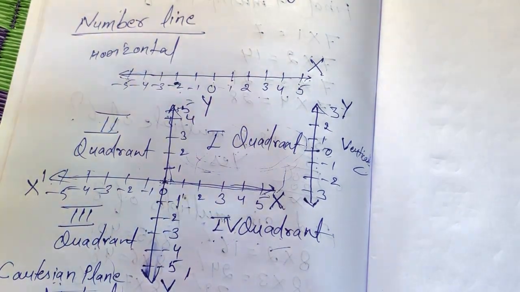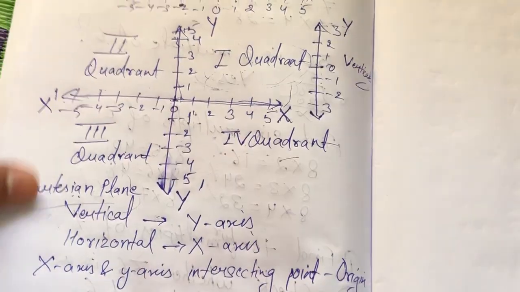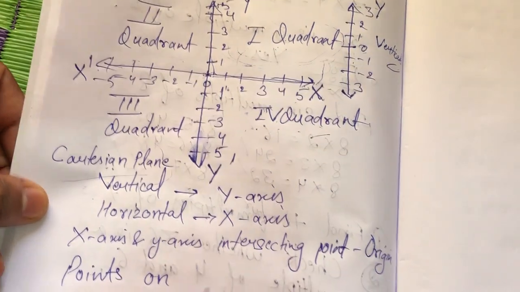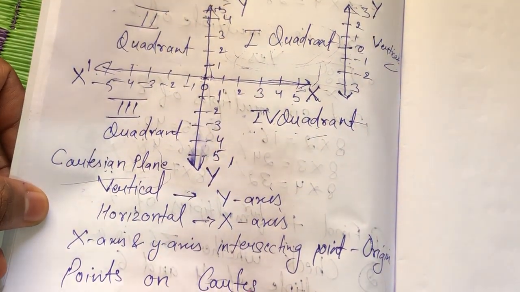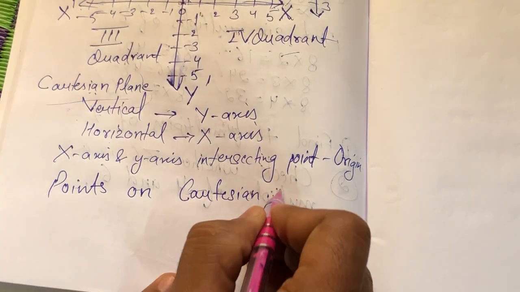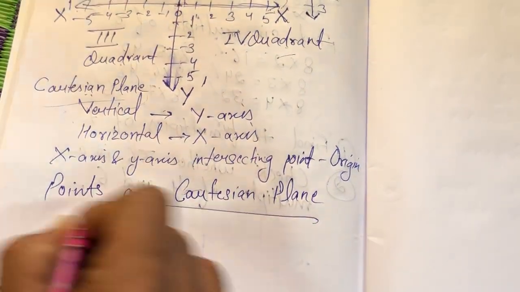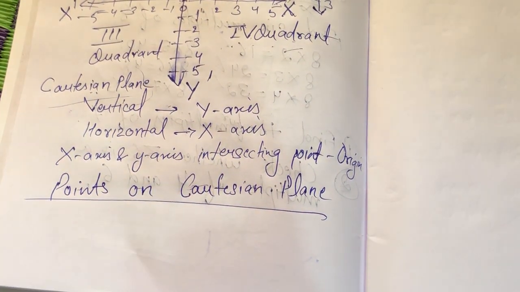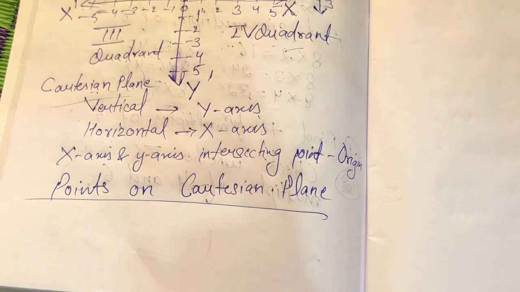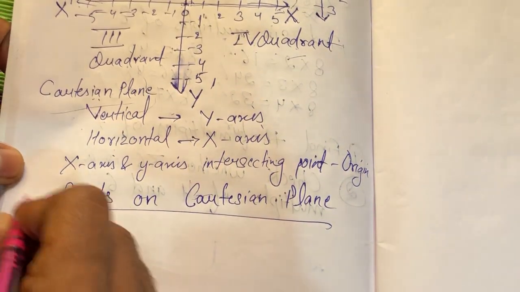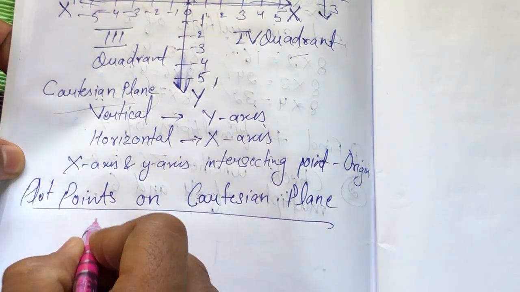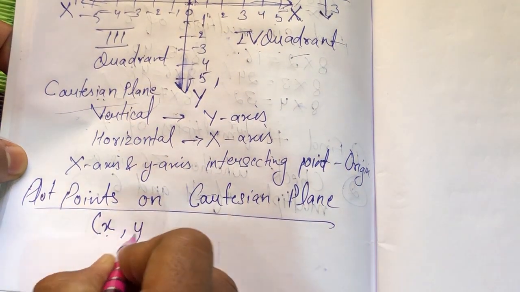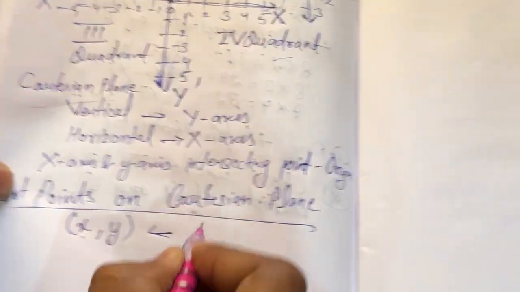How to plot points on a Cartesian plane? Points on the Cartesian plane we have to plot. Okay, so how to plot? The first point is always of the x-axis and the other one is of the y-axis, and we call it a coordinate.